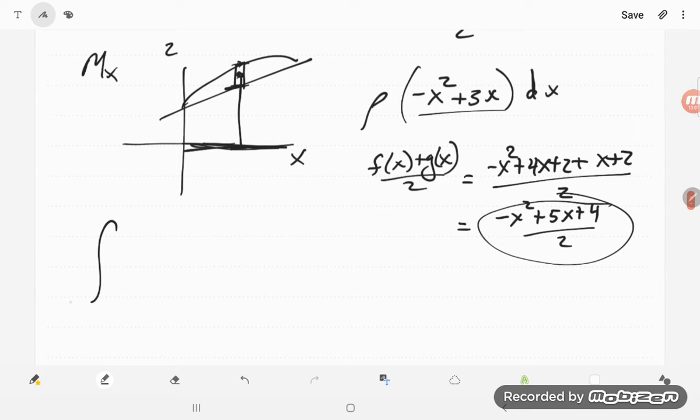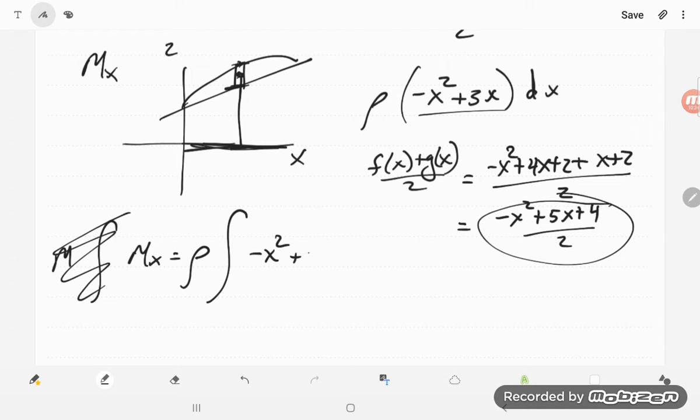So our integral, m sub x, is equal to our density times our distance, so minus x squared plus 5x plus 4 over 2, times our minus x squared plus 3x for getting our rectangle height for the mass, and then dx, and this goes from 0 to 3.